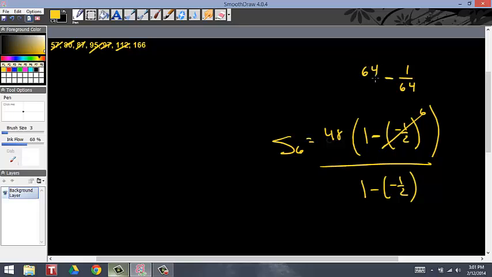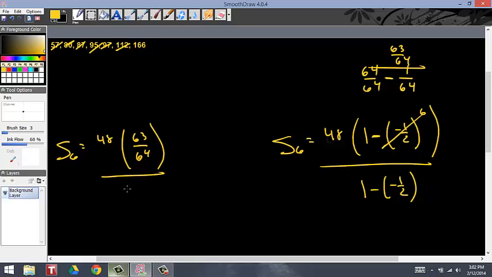Does it make sense this is 64 over 64? 1. So this is really 63 over 64. So let me see if I can't clean this up. S sub 6 equals 48 times 63 over 64, all divided by, I'm sorry, not 1 and 1 half, 3 over 2. Okay, that's gone, that's gone. They both divide into, looks like, I believe, 16. So that's a 3, that's a 4. 3 times 63.